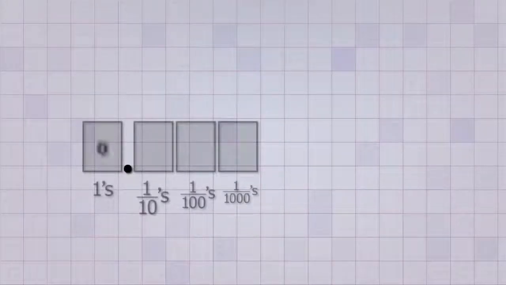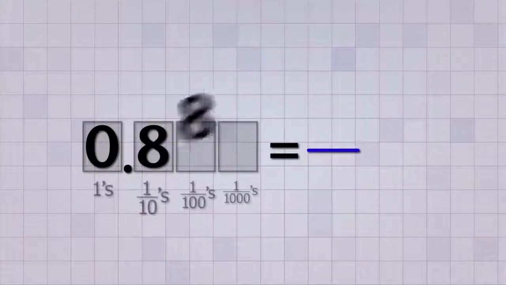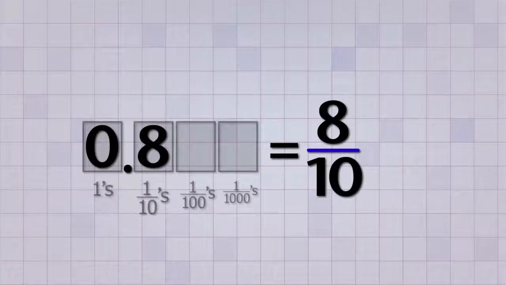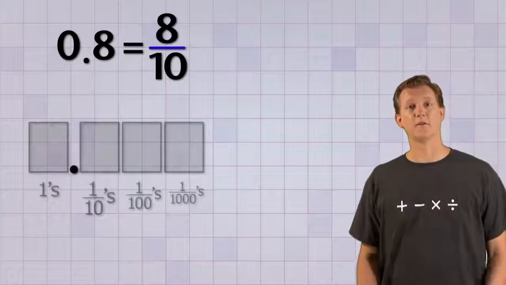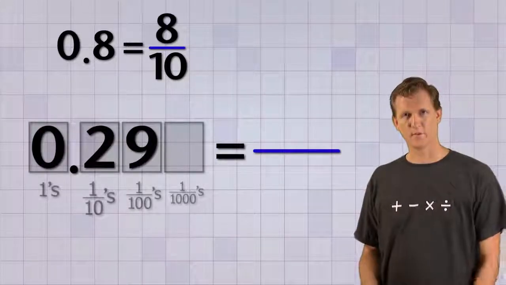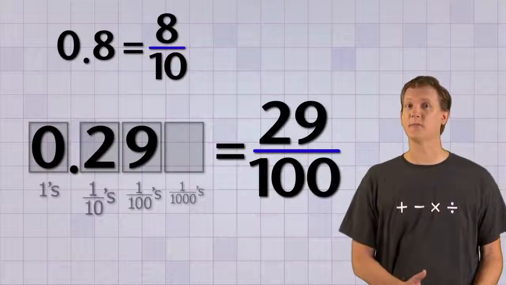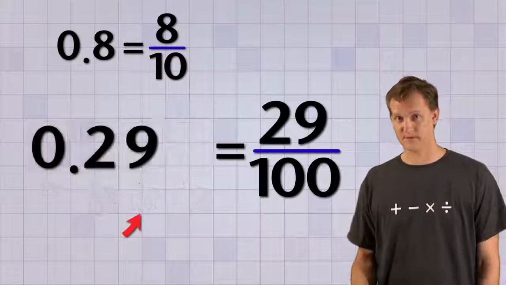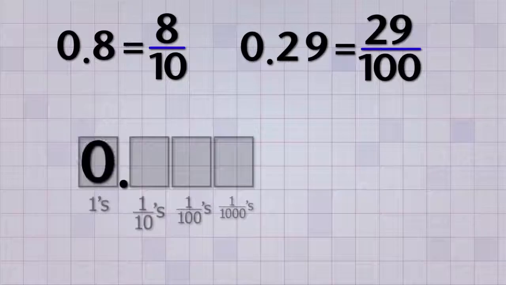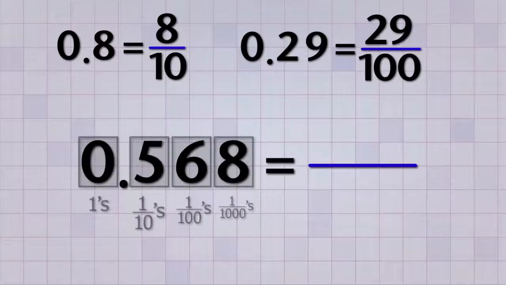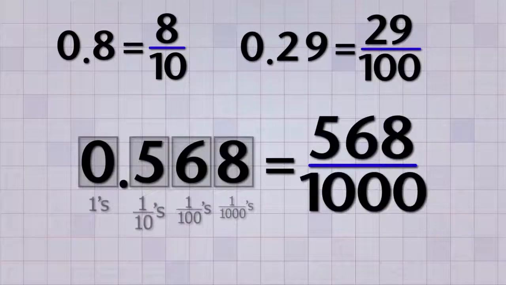For example, to convert 0.8 into a fraction, we put an 8 on the top and a 10 on the bottom because the smallest number place in our decimal was the tenths place. And to convert 0.29 into a fraction, we put a 29 on top and we put a 100 on the bottom because the smallest number place in our decimal was the hundredths place. And finally, to convert 0.568 into a fraction, we put 568 on top and 1,000 on the bottom because the smallest number place in our decimal was the thousandths place.